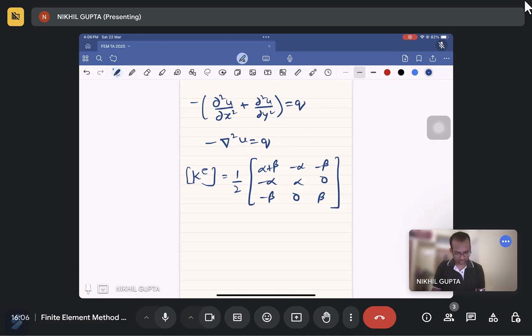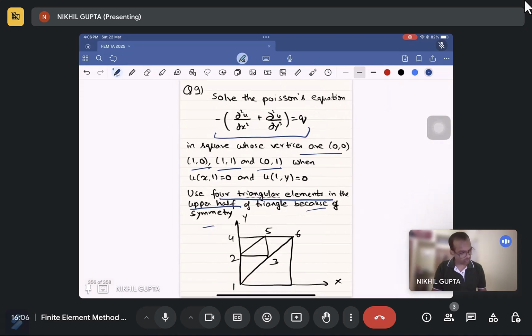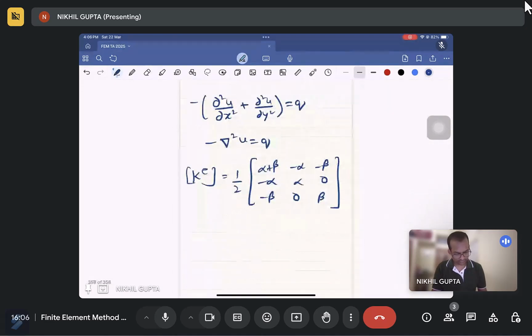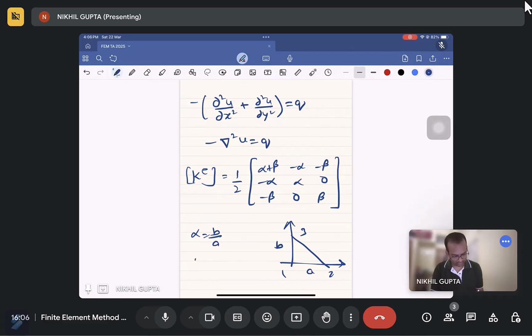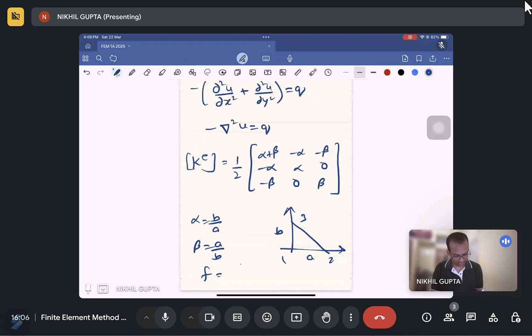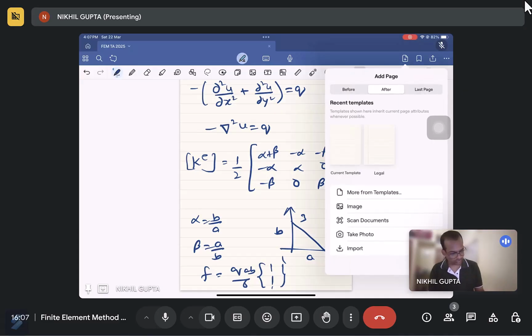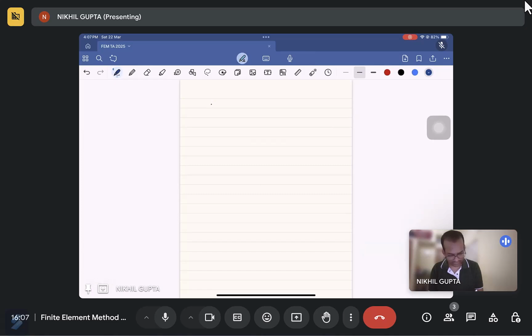Okay, so if you see the question and the coordinates like this, we can write alpha and beta, let's say nodes 1, 2, 3, and this is a, this is b. So alpha will be b by a, beta will be a by b, and f which is given is qab by 6 times [1 1 1]. So we can calculate all this. Now we can apply this in our question, which is given like this.